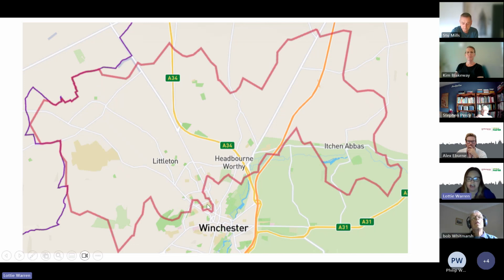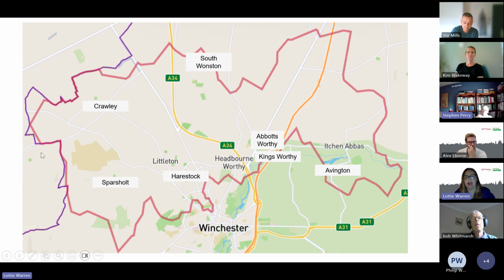So as I mentioned, you can see it's just above the city centre of Winchester, and it includes parts of the city. And then if I go on, this is just adding on some of the other key settlements within this area. So as I mentioned, we've got South Wonston, but we've also got Crawley, Sparsholt, and Abbotsworthy and Kingsworthy, all included within the boundary area.